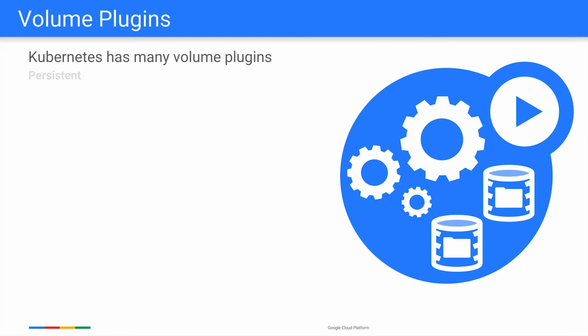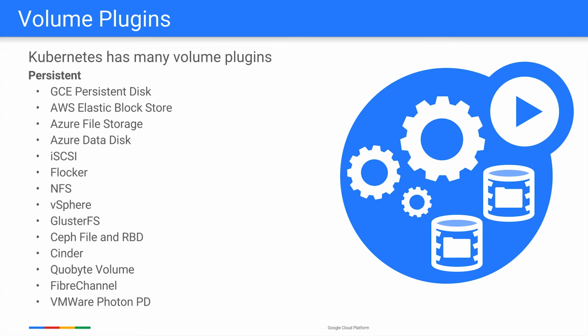The plugins can be categorized into a few large buckets. One class of volumes is persistent network attached storage. These are volumes that outlive the life cycle of a pod. This could be anything from NFS share to a cloud provider virtual disk. The life cycle of these volumes is independent from the life cycle of an individual pod.